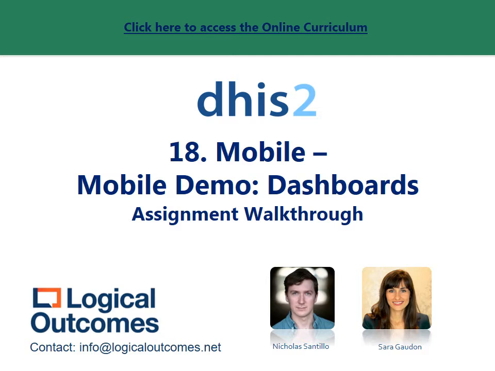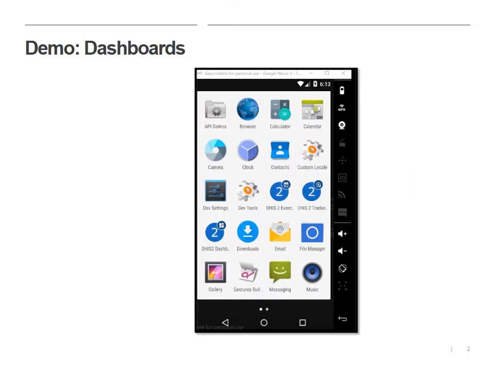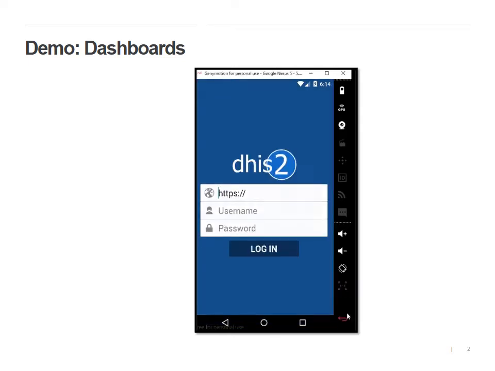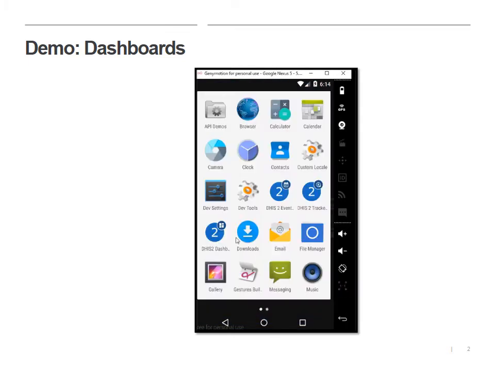Hi, Sarah here with Logical Outcomes. Today we're going to look at the DHIS2 dashboard app. In a previous video I installed Genymotion, which is an Android emulator that we can use on our computer to test apps rather than using a phone. It's a bit easier. In previous videos we've looked at the Event Capture app, the Tracker Capture app, and now we're going to look at dashboards.